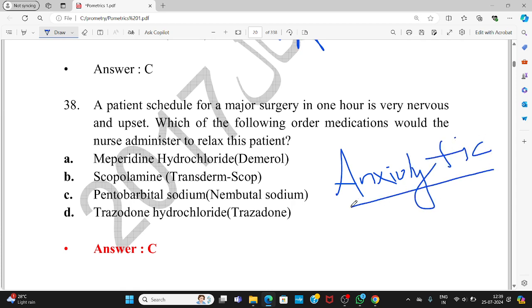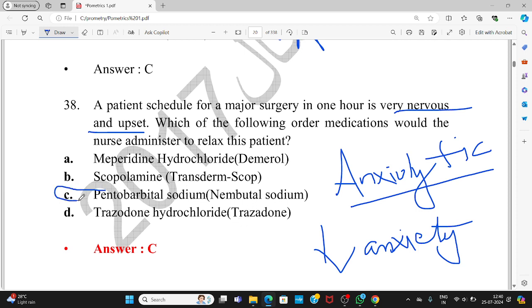So this is a drug. Anxiolytics are the drugs which decrease anxiety and nervousness. A patient scheduled for major surgery in 1 hour is very nervous and upset. Which of the following ordered medications would the nurse administer to relax this patient? So you should have an idea about the anxiolytics, and in this, pentobarbital sodium is the answer.